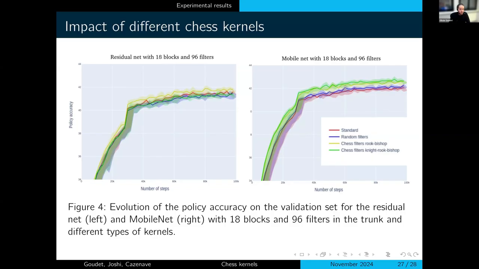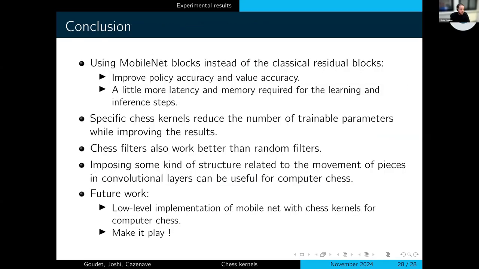So in conclusion, we have seen that the use of MobileNets improves the network's prediction for the game of chess, especially when the new chess kernels are used in the depthwise convolutional layers. So the use of this specific kernel shows that introducing some kind of structure related to the movement of the pieces into the neural network can improve its efficiency.